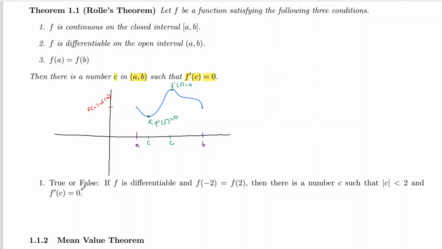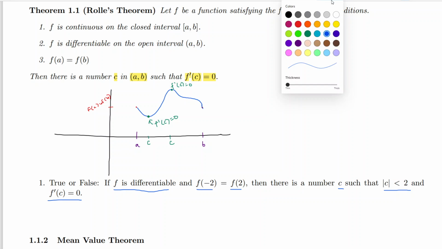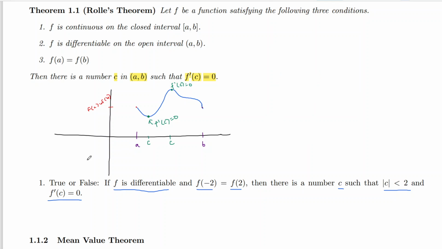And it says true or false. If f is differentiable and f of -2 equals f of 2, then there's a number c such that the absolute value of c is less than 2 and f prime of c equals 0. Right? Well, this is asking us, is this the kind of setup for Rolle's theorem?